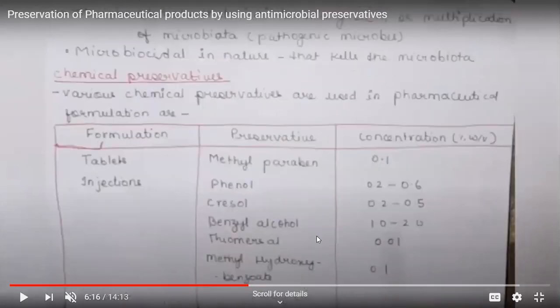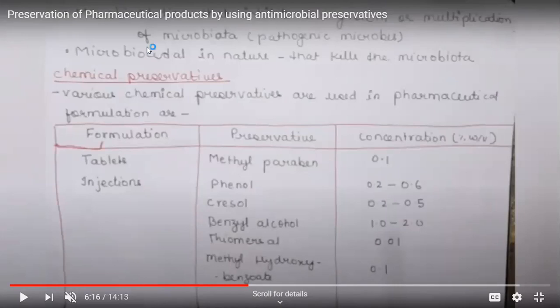Let's see some examples having chemical preservatives. That preservative must be bacteriostatic or bactericidal. If they kill the bacteria, then it is bactericidal. If they prevent the growth of microorganisms, then it is bacteriostatic. So some example formulations, the preservative examples and their concentrations.